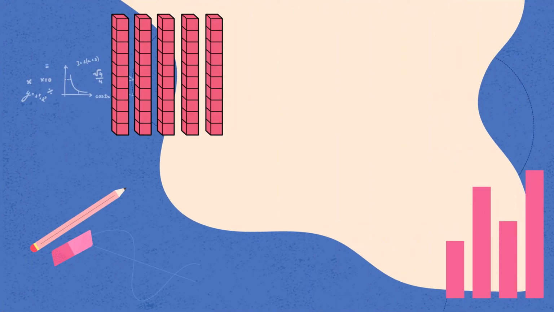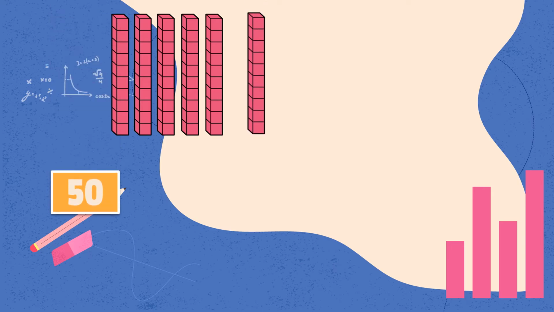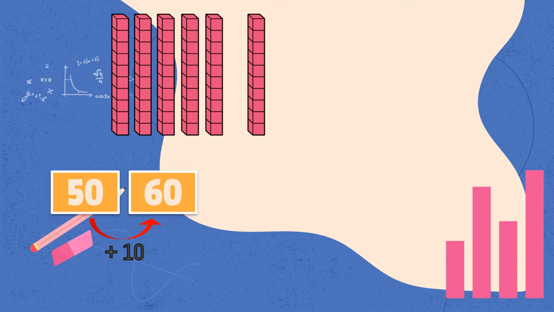This is block of tens. Let's count how many blocks of tens are there. 1, 2, 3, 4, 5 blocks of tens are there. That means the value is 50. If we add one more block of tens, that means we add 10 and it becomes greater, means become 60.